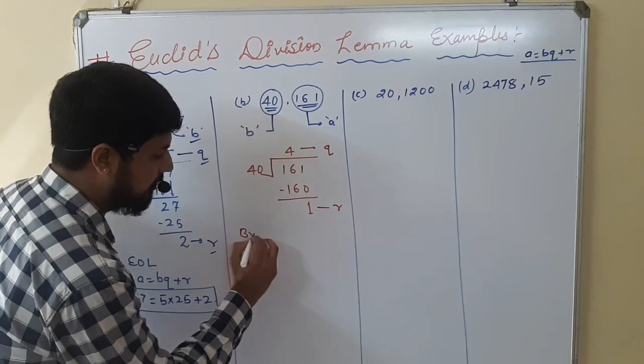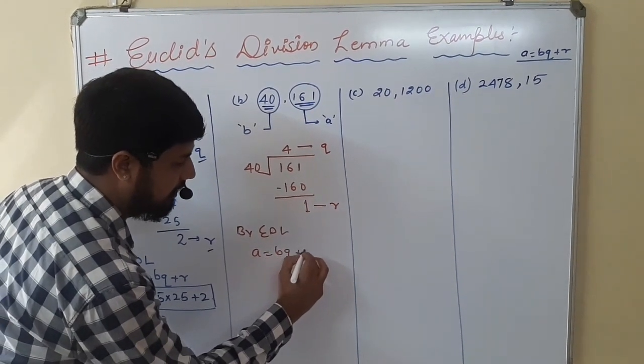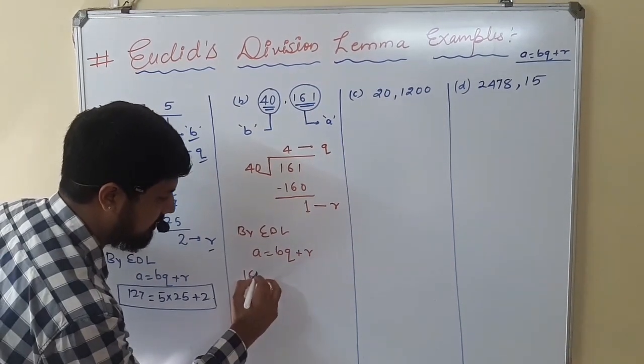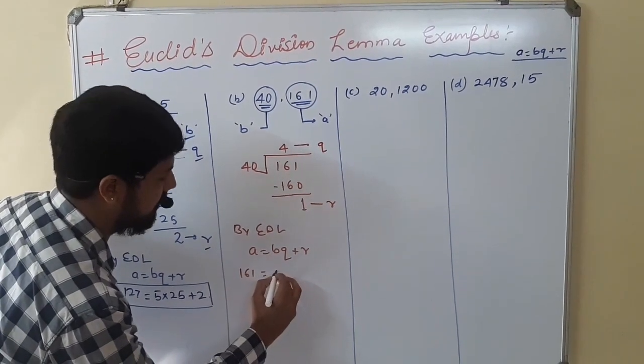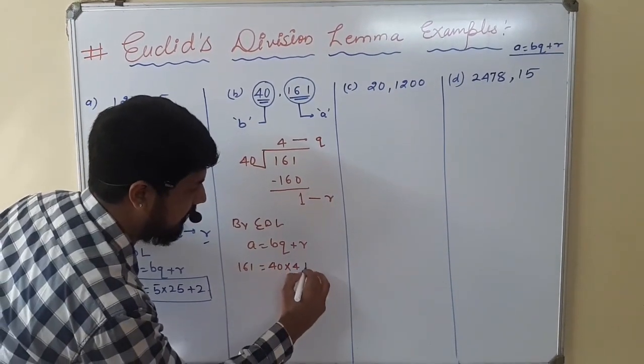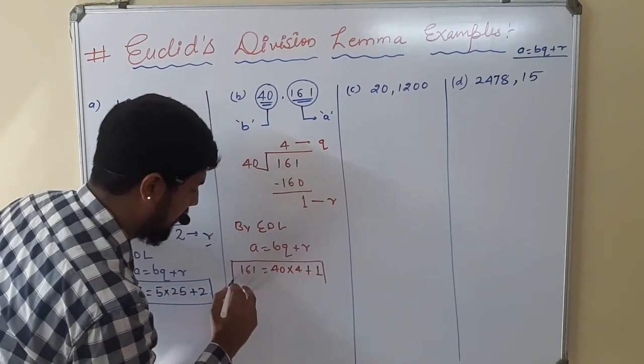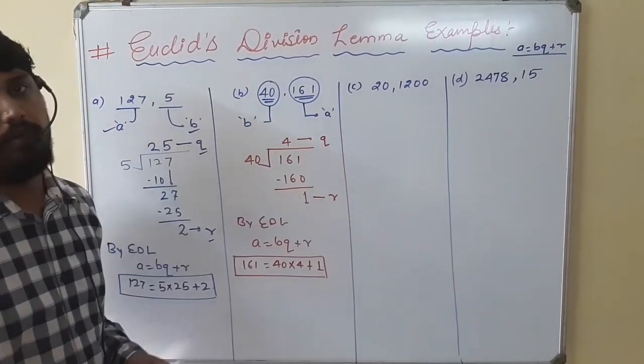Again by the Euclid division lemma, a = bq + r. The value of a is 161, equal to the value of b, which is 40, times the value of q, which is 4, plus the value of r, which is 1. So this is the relationship between 161 and 40.